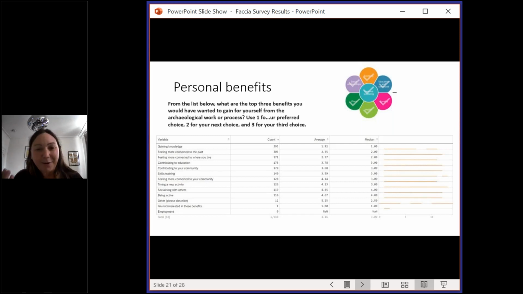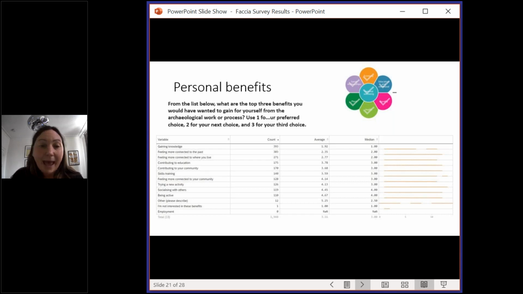That was their top priority. That was the number one result that they'd like. They'd also like to feel more connected to the past. This is for themselves. We asked them to rank the top 3 benefits they'd like. They could have ranked all 16 if they wanted to, 1 to 16. But gaining knowledge was number one.